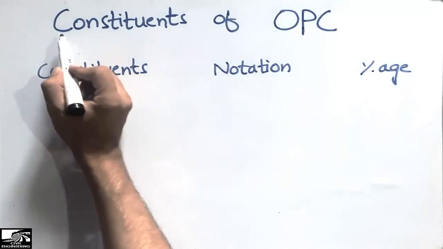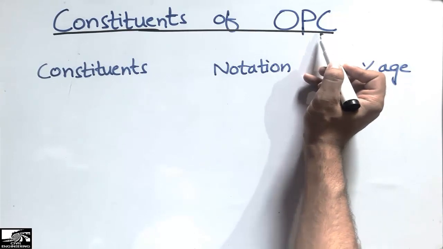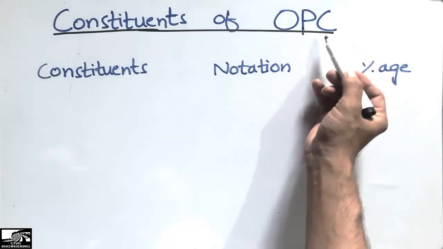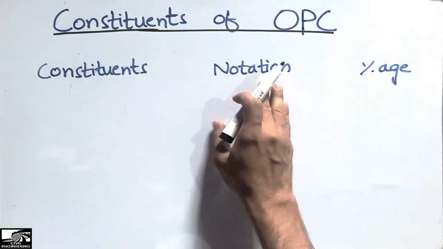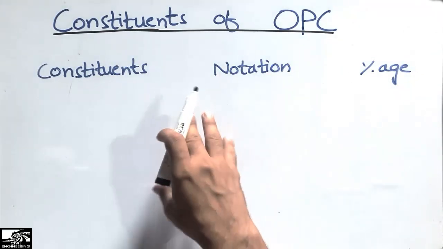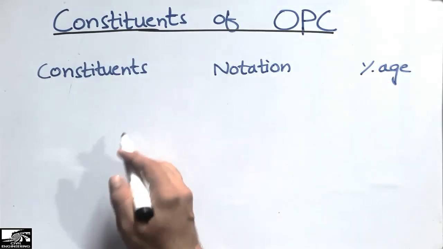Today our lecture is about the constituents of the ordinary Portland cement, the components of which the ordinary Portland cement is made up of. In this lecture I will describe the constituents and their notation and their percentage, how much in percentage they are present in the ordinary Portland cement. So let's describe them one by one.